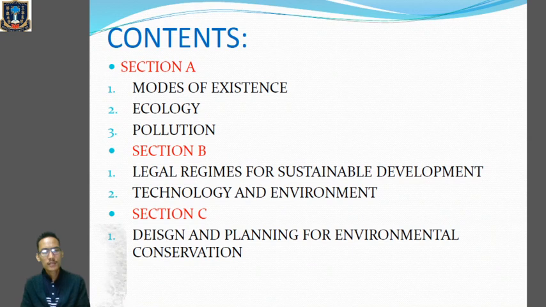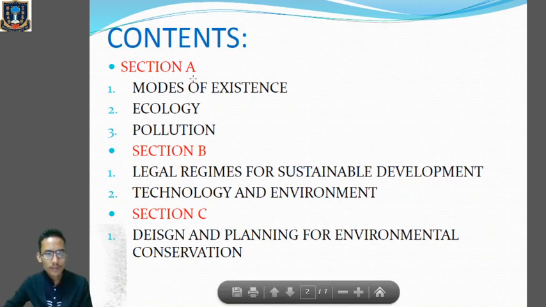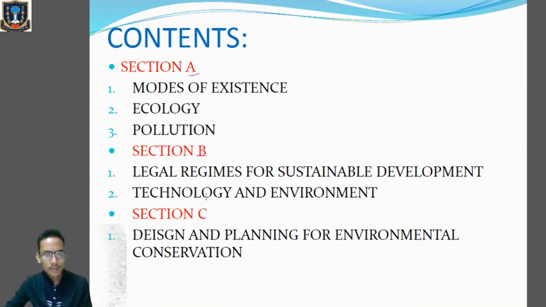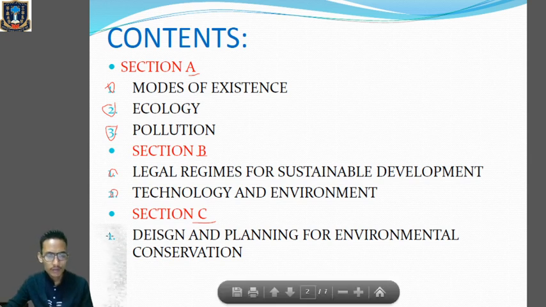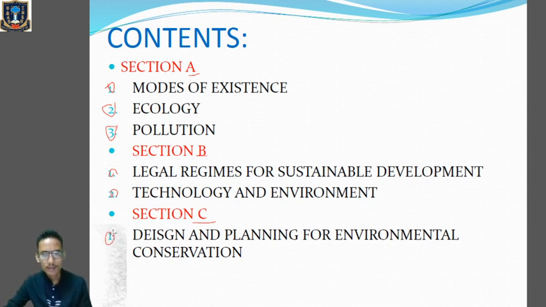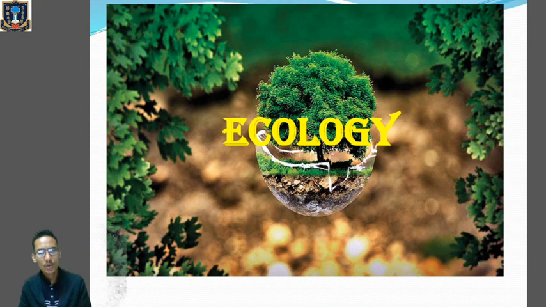So we have got 3 sections, section A, then we have got section B and section C. So in section A we have got the chapters mode of existence, ecology and pollution. In section B we have got legal regimes for sustainable development and technology and environment. And in section C we have got the chapter design and planning for environmental conservation. So today we will start with the second chapter, that is ecology.